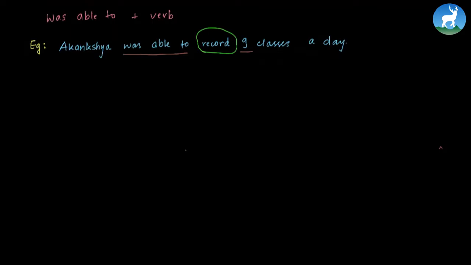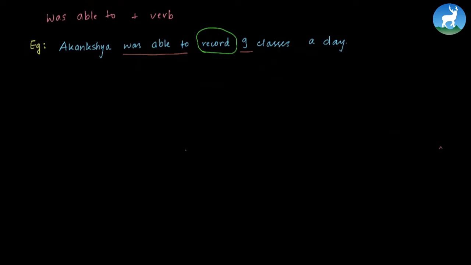So now Akanksha, maybe she can record more than 9 classes or she cannot record more than 9 classes, but there was a point of time where she could record 9 classes a day. So that's an ability of Akanksha. So we use was able to.